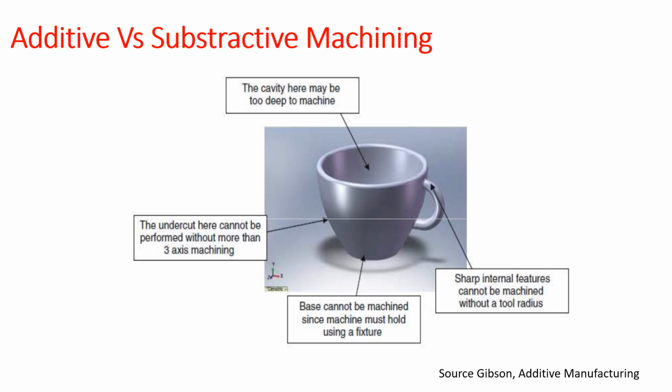Additive versus subtractive machining process. If you see the figure, a cup has been shown. So what are the disadvantages of the subtractive manufacturing process? With the cup, there is a cavity which is too deep, which cannot be machined easily. Second, it requires a proper fixture for holding the base of the cup. Third, it can also have sharp internal features which cannot be easily machined. So these are a few drawbacks of the subtractive machining process.